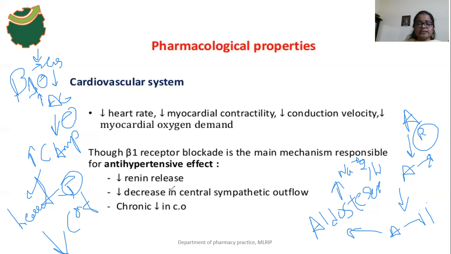Okay, and the propranolol drug also decreases the central sympathetic outflow, so that's why it decreases the blood pressure, and it decreases the cardiac output also. Okay, so the propranolol drug inhibits the beta 1 receptors, blocking the activity of beta 1 receptors. So there is a decrease in the cyclic AMP formation in cardiac muscles. So that's why there is no contraction effect. So the heart rate decreases, myocardial contractility decreases, and the conduction velocity also decreases, and the oxygen demand also decreases.